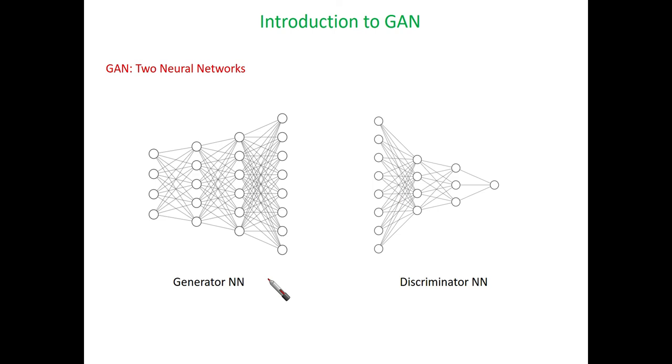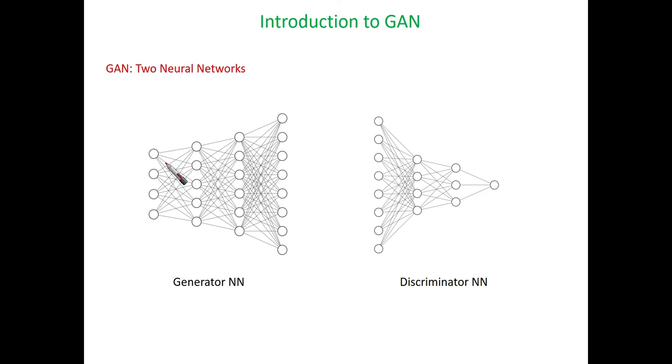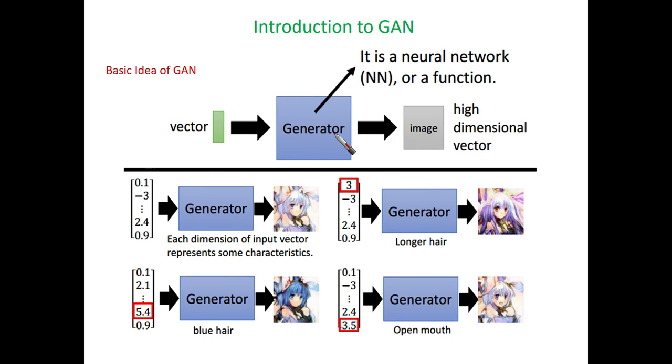So now let's study GAN. The basic idea of GAN starts from here: the generator is a neural network, and you can say it is basically a function. It takes one input, does some simple mathematics that I showed, and produces some output. So the generator takes a vector, which is low dimensional, and produces an image, which is a high dimensional vector. We already know about vectors and image dimensions. So for example, let's say this is a generator, and we have a simple vector of some components, this one.